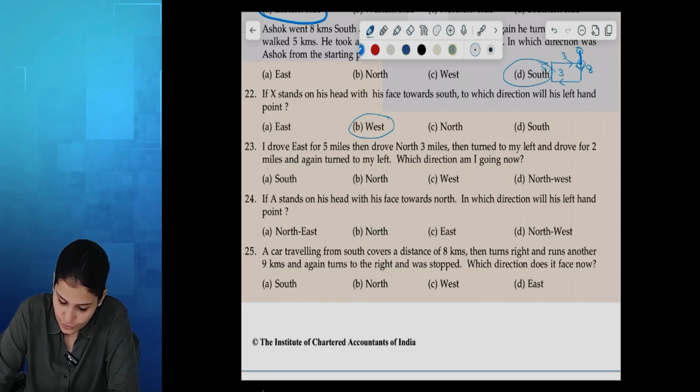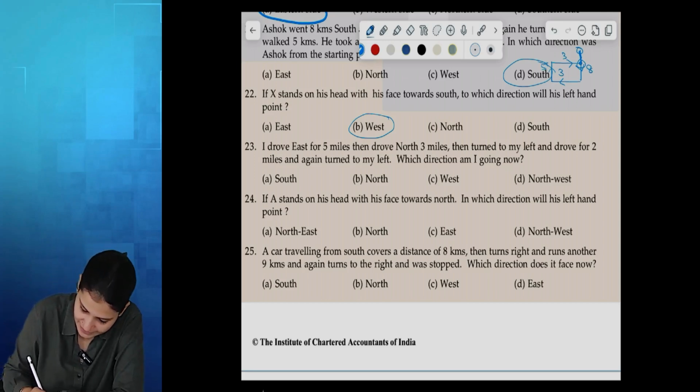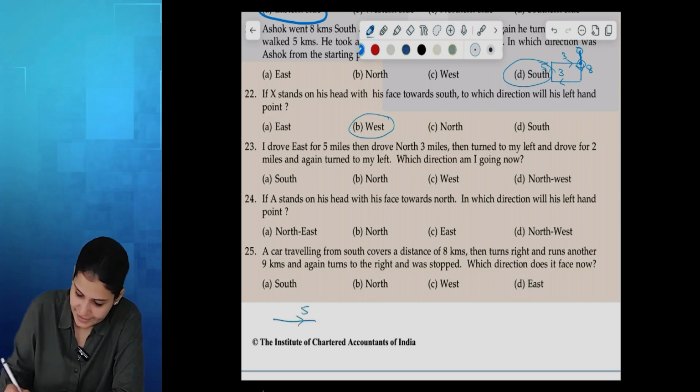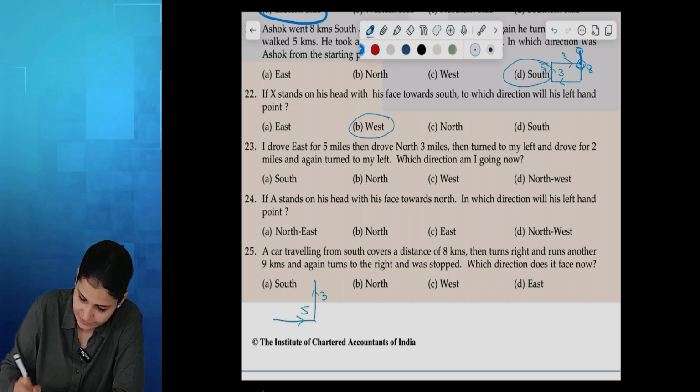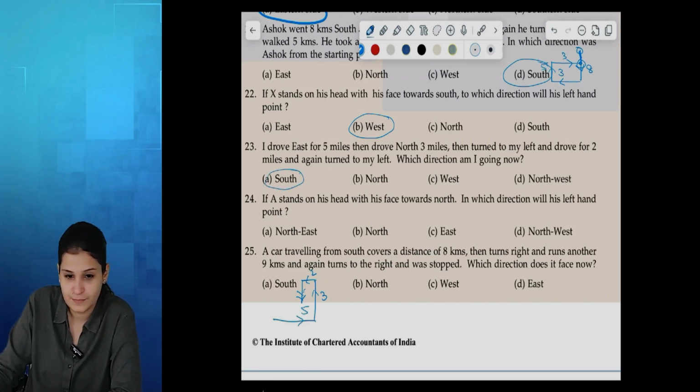23. I drove east for 5 miles. Then drove north 3 miles. Turned to my left and drove for 2. Again turned to my left. Now I am going downwards. So the answer is south. Done? 24. Same question.